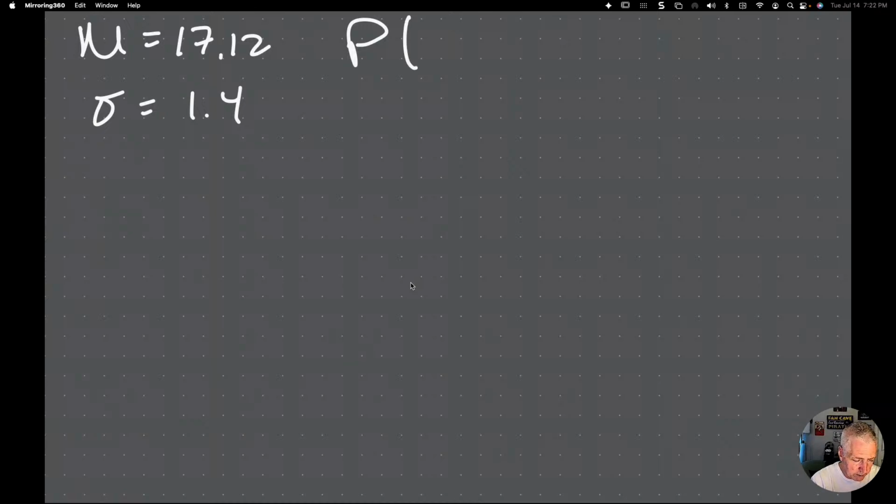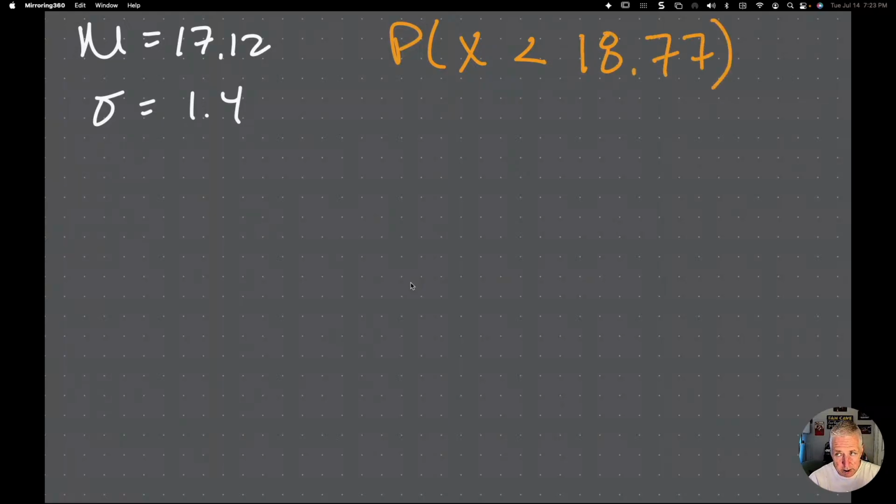I don't want to use that color. Time out. What is the probability, I don't want to use that either. Gosh, I'm sorry. Dark background's throwing me off just a little bit. What is the probability that the x value will be less than 18.77?